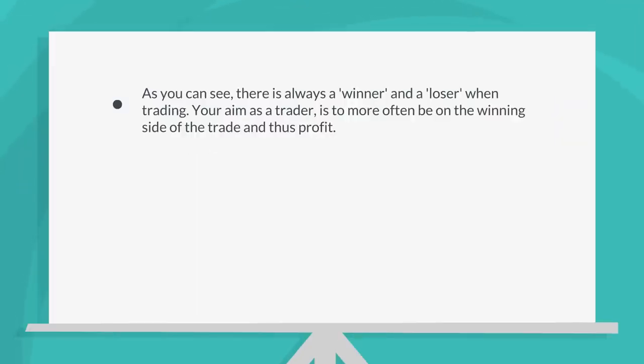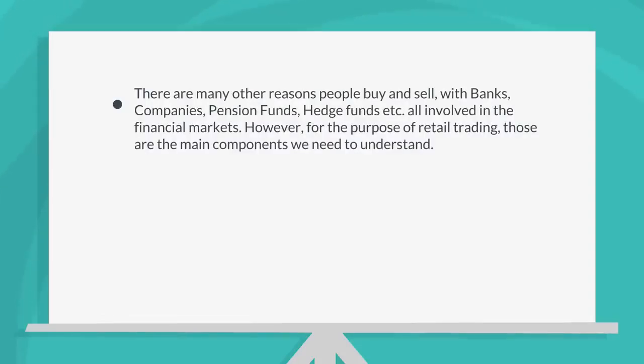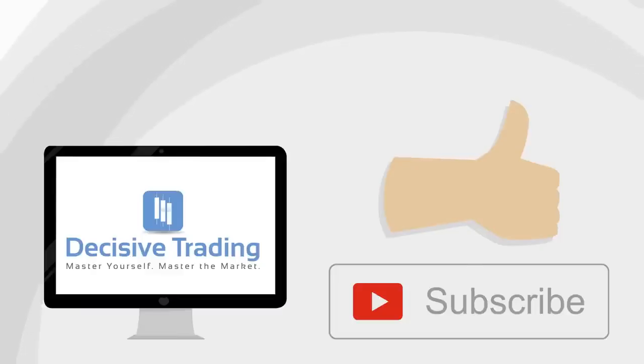As you can see, there is always a winner and a loser when trading. Your aim as a trader is to more often be on the winning side of the trade and thus profit. There are many other reasons why people buy and sell, with banks, companies, pension funds, hedge funds, etc., all involved in the financial markets. However, for the purpose of retail trading, those are the main components we need to understand. Hopefully, you can now answer the question, what is trading?